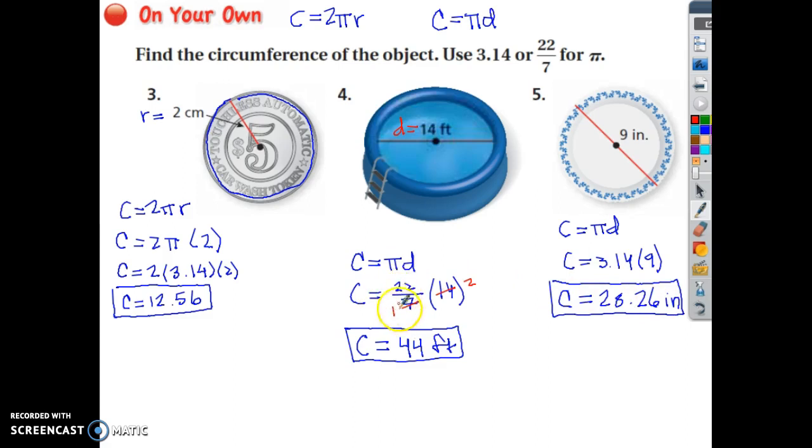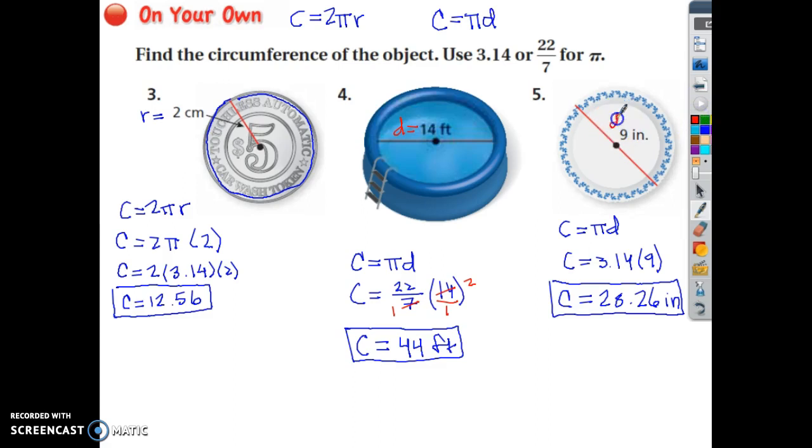The reason I chose 22 over 7 is because I know I'm multiplying by 14, and I know that the 14 and the 7 are going to reduce. You can think of putting the 14 over 1. 14 divided by 7 is 2, 7 divided by 7 is 1. Multiplying across, I find my answer is 44 feet. Now your answer might be slightly smaller than 44 feet, maybe something like 43.9, and that is perfectly acceptable. When we're using values of pi, sometimes our answers are not quite exact. So as long as you're very close, you're fine.